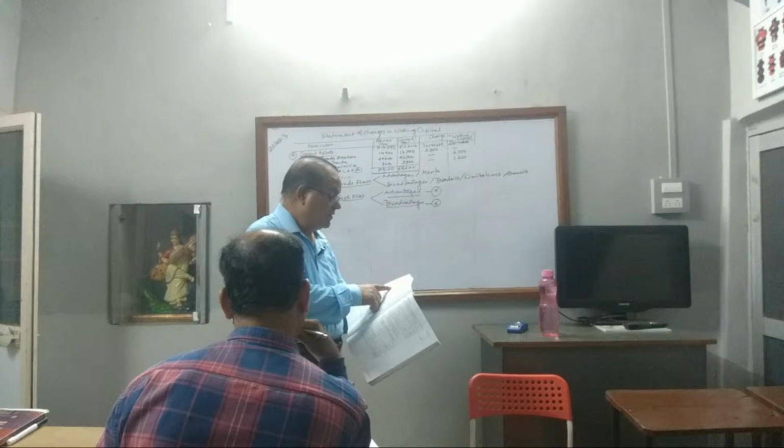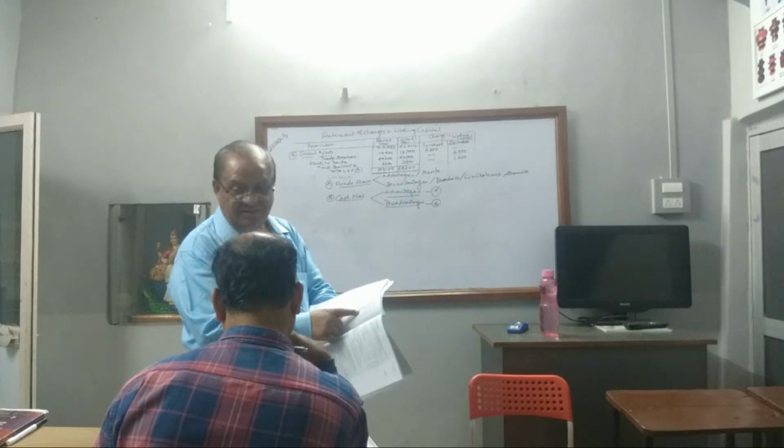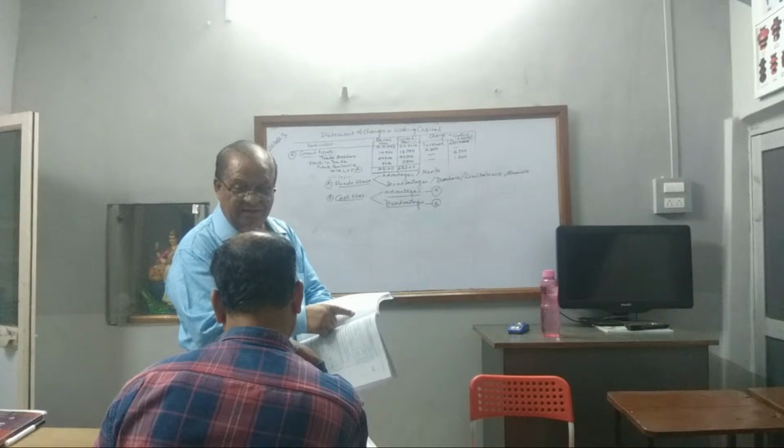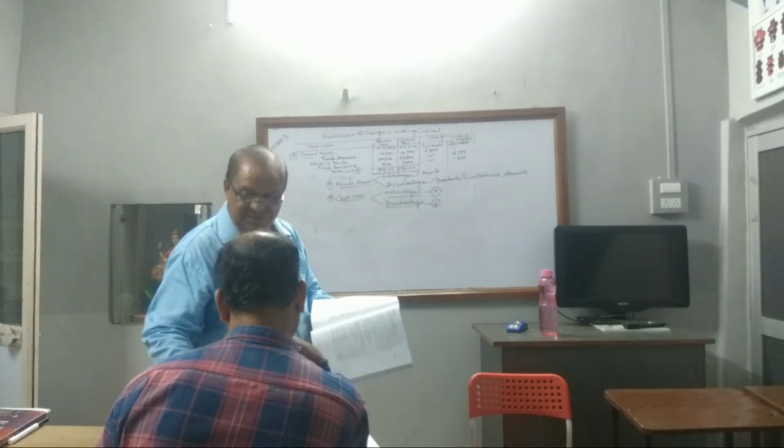Then next, copyright increased, 27,000 to 39,000. It is an increase, which means outflows. Cash is going.